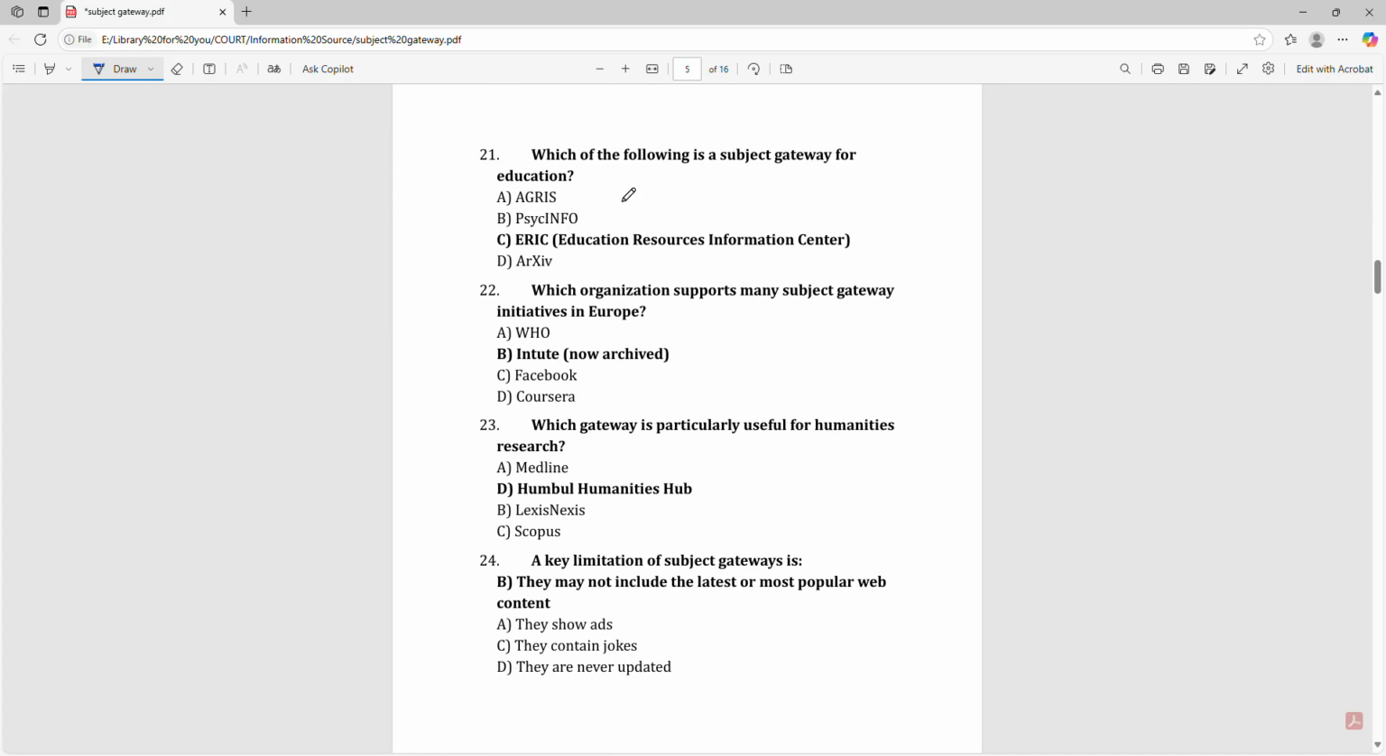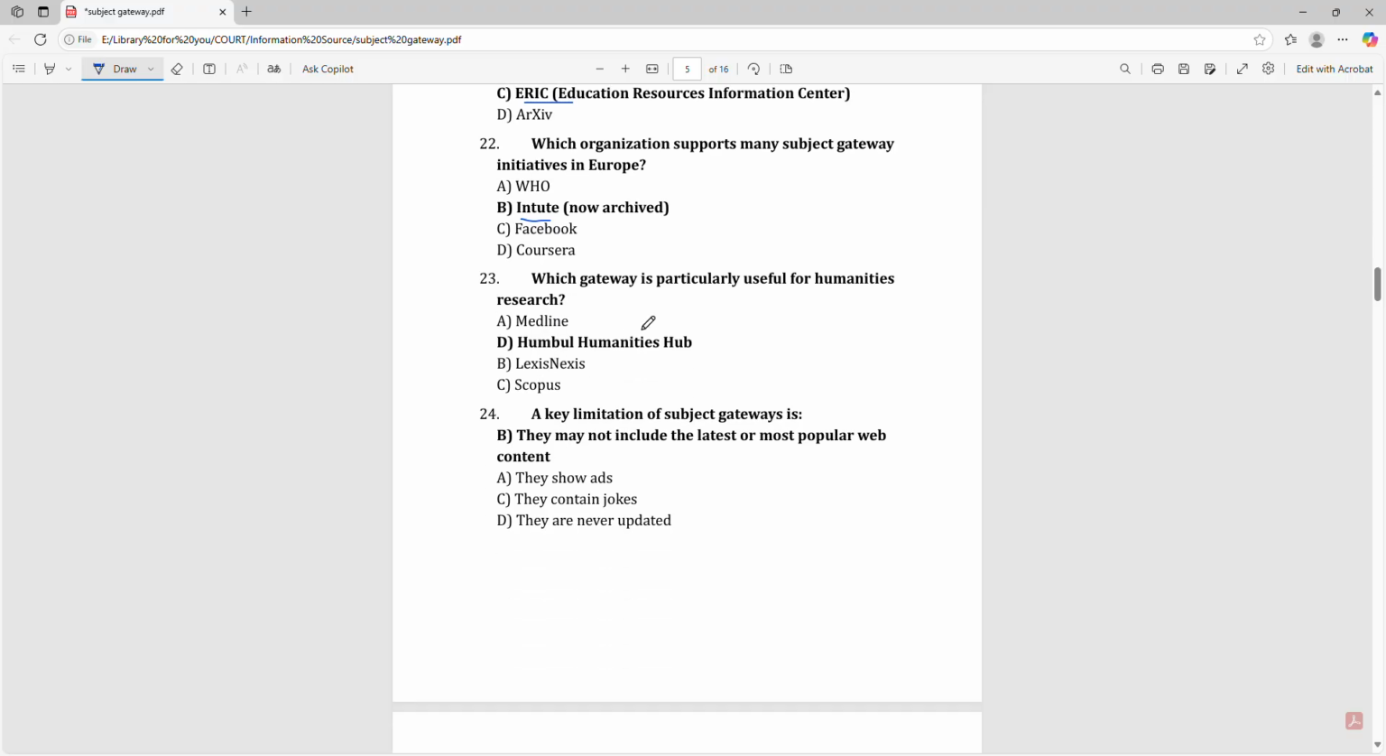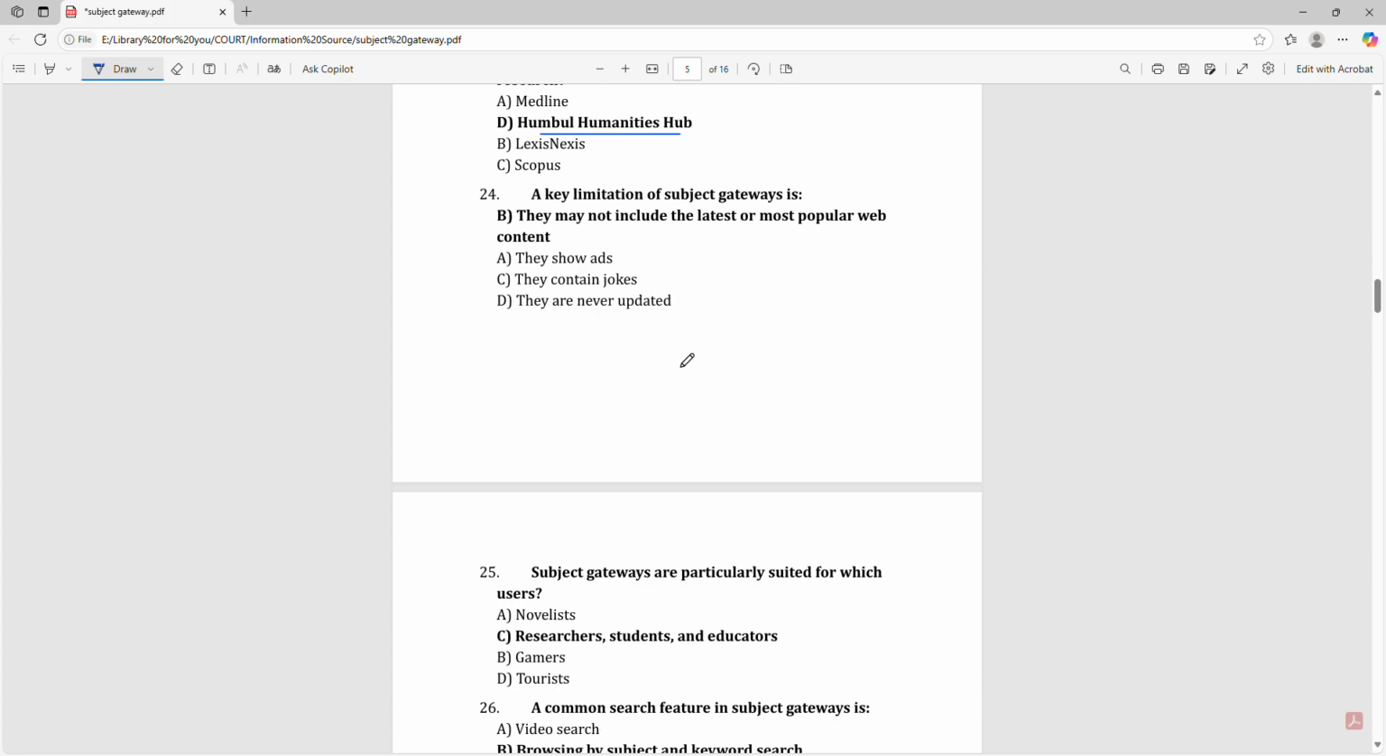Which of the following is a subject gateway for education? ERIC. Which organization supports many subject gateway initiatives in Europe? Intute. Which gateway is particularly useful for humanities research? Humbul Humanities Hub. A key limitation of subject gateways is they may not include the latest or most popular web content.